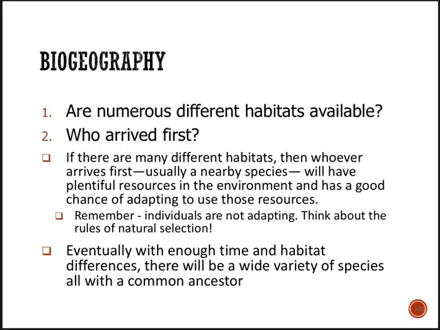If there are lots of different habitats, then whoever arrives first is going to have lots of resources, and they have a good chance of adapting to use those various resources, and they're going to evolve. Remember, though, it's important: it's not the individuals that are adapting. Think about those rules of natural selection. It's the populations that are adapting. And so the populations are kind of dividing up and using different resources. Eventually, with enough time and habitat differences, you're going to get a wide variety of species due to biogeography alone.